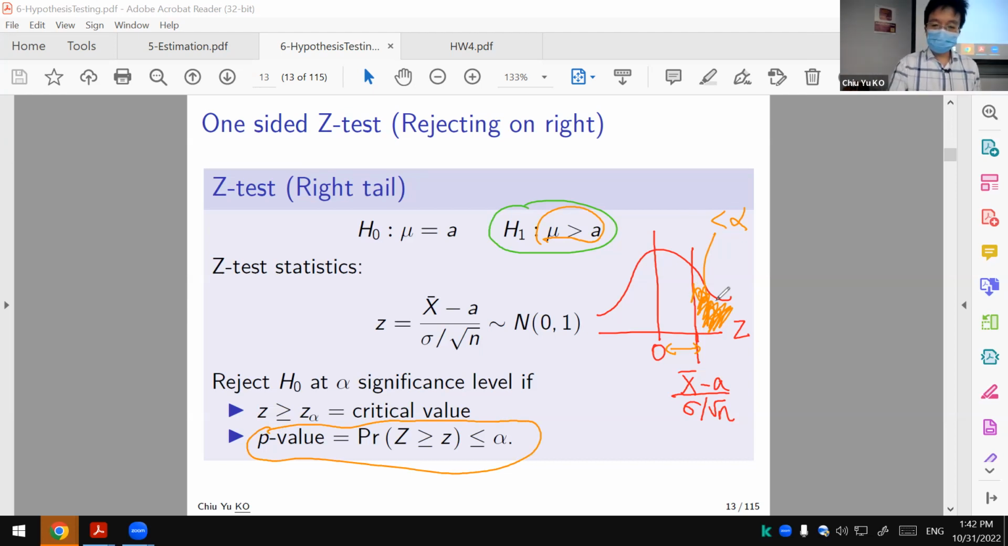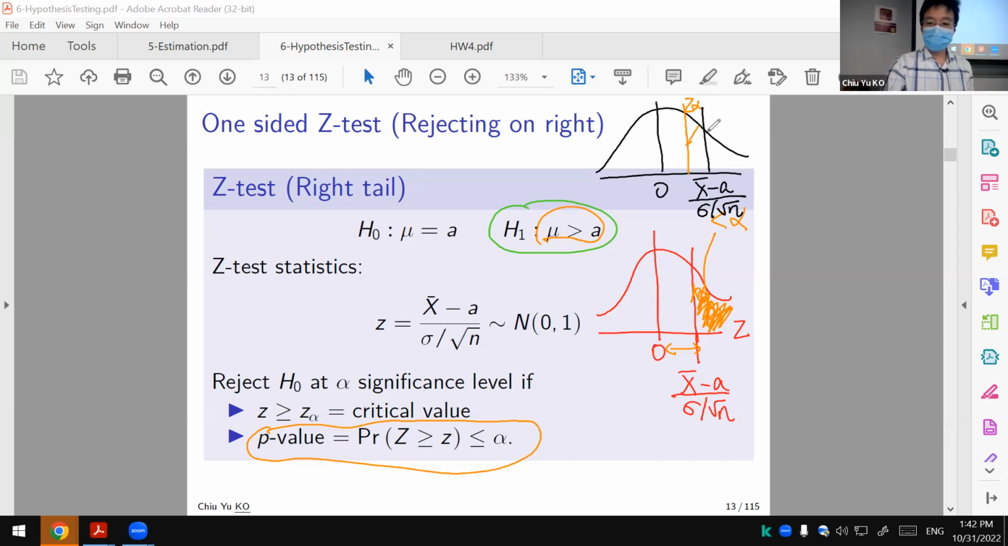And we also said there is a second way. First, we can compare this area to the alpha, right? Or you can look at it the other way around, not look at the area. This is still x bar minus mu over sigma over root n. So what we're going to do is compare this to, say, Z alpha.